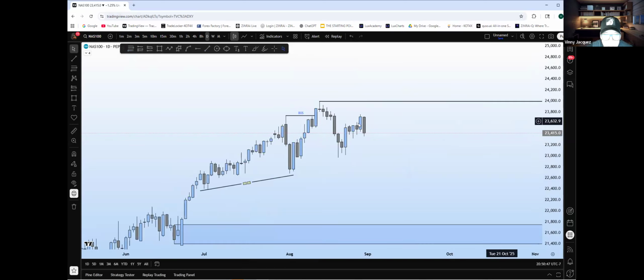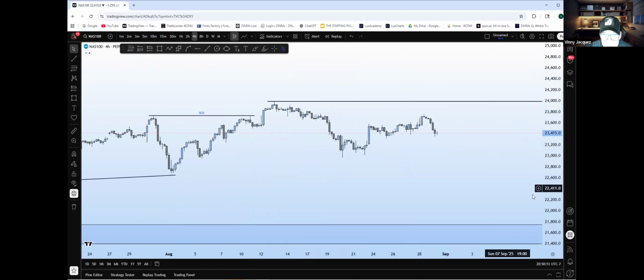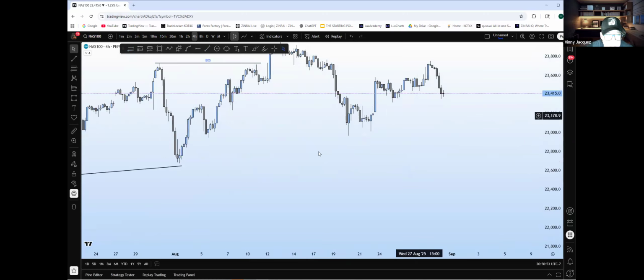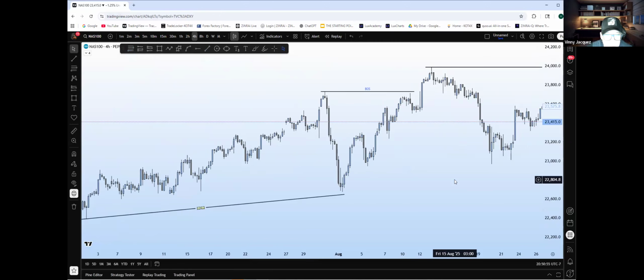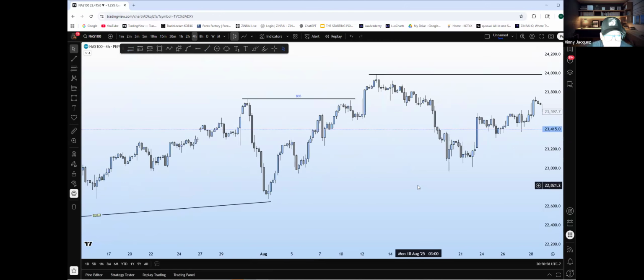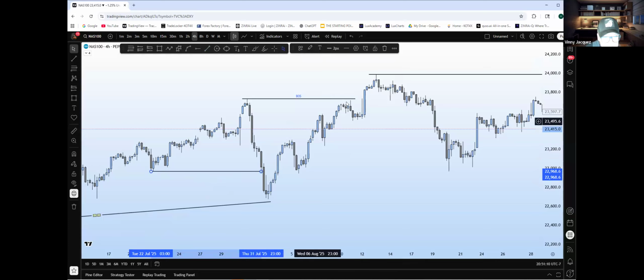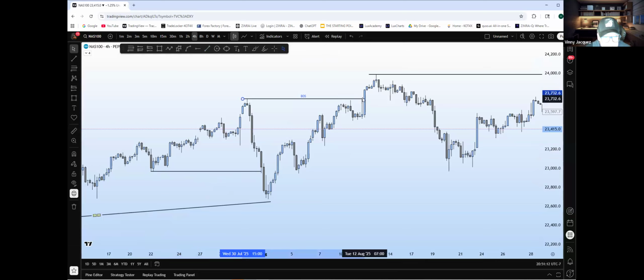But now let's take a look. We have the BOS. So that's telling me I want to continue looking for some buy opportunities. Now, this looks a bit iffy, but notice how we sweep liquidity here. And then we change direction or we get the break of structure here.